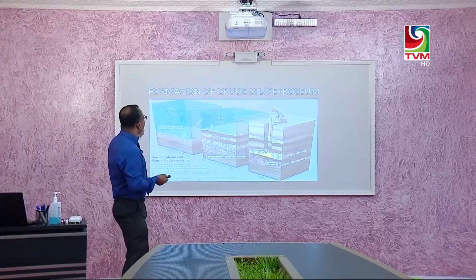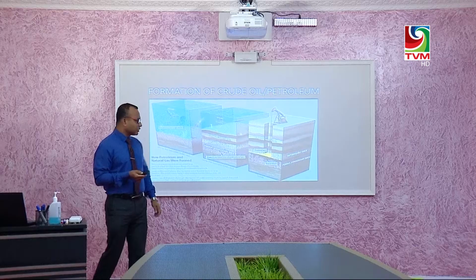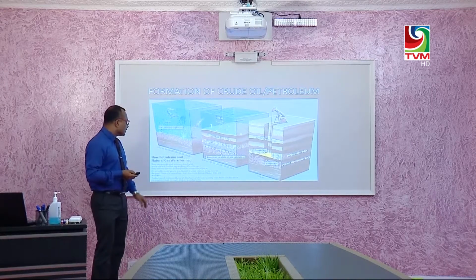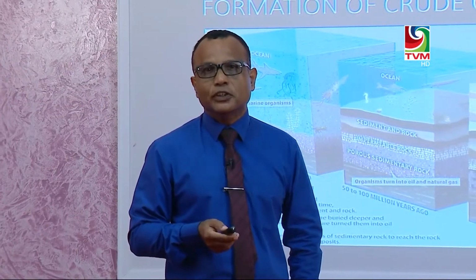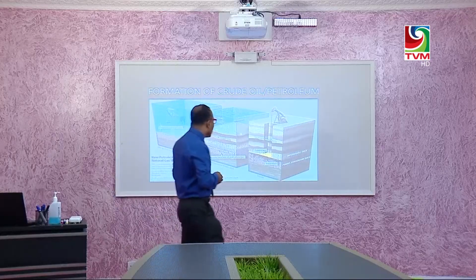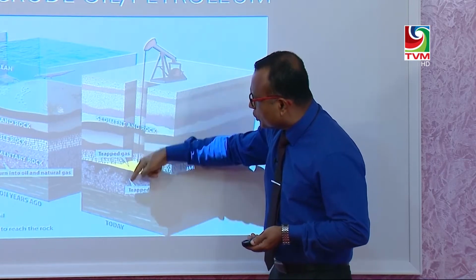This diagram shows the formation of crude oil or petroleum. Tiny sea plants and animals died and were buried on the ocean floor. Over time, they were covered by layers of sediments and rocks. Over millions of years, the remains were buried deeper and deeper, and the enormous heat and pressure turned them into oil and gas.